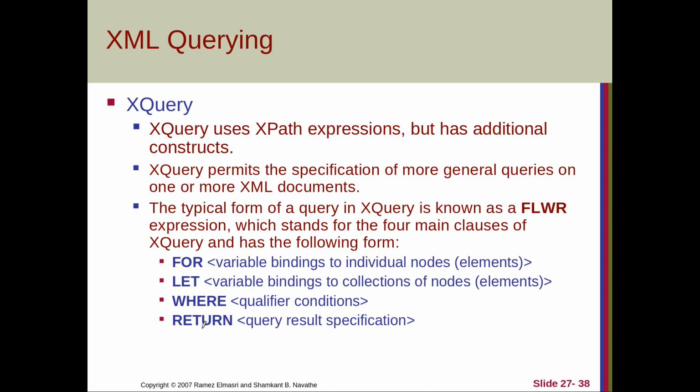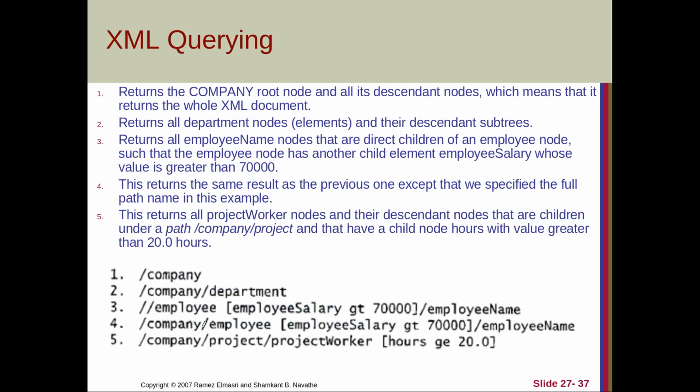Now we will see how XML querying can be done by using this XPath method. We will see 5 examples and the meaning of these 5. So meaning is single slash company. The meaning is, so look at here, it returns the company root node and all its descendant nodes. That means it returns the entire XML document if you simply put a query like slash company.